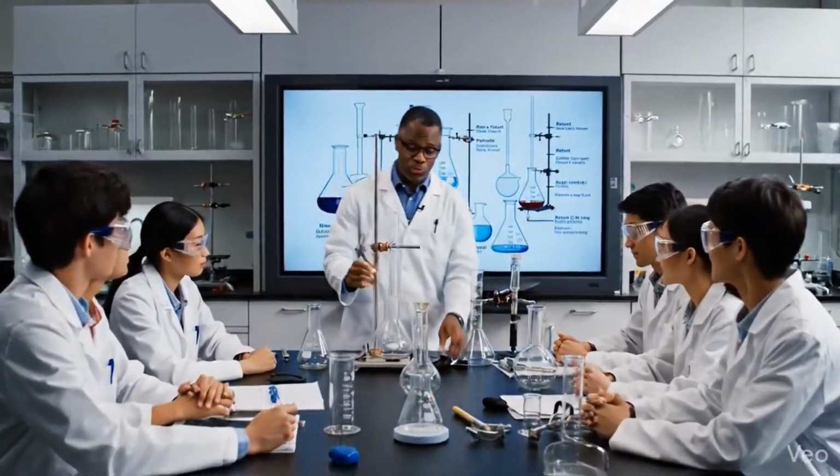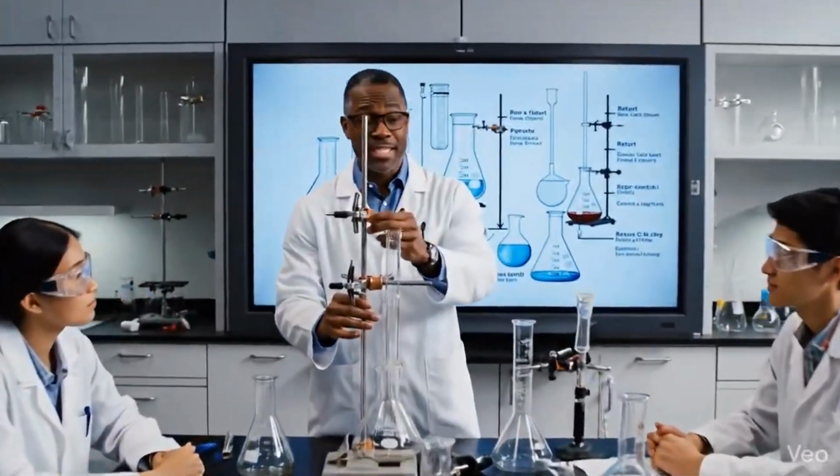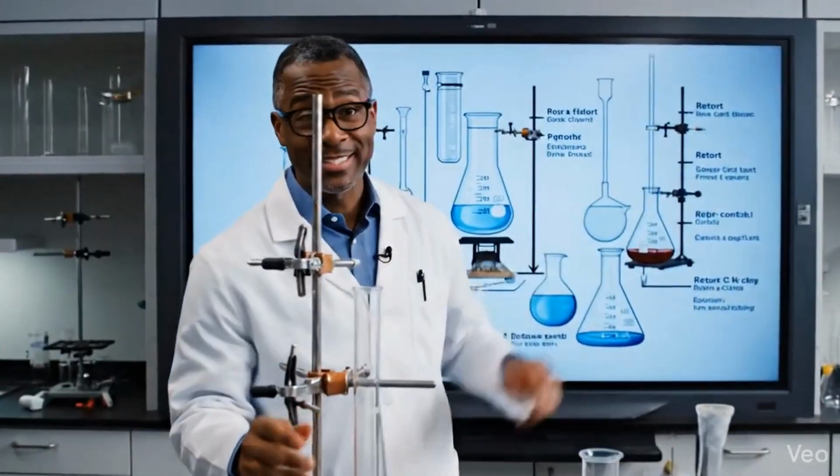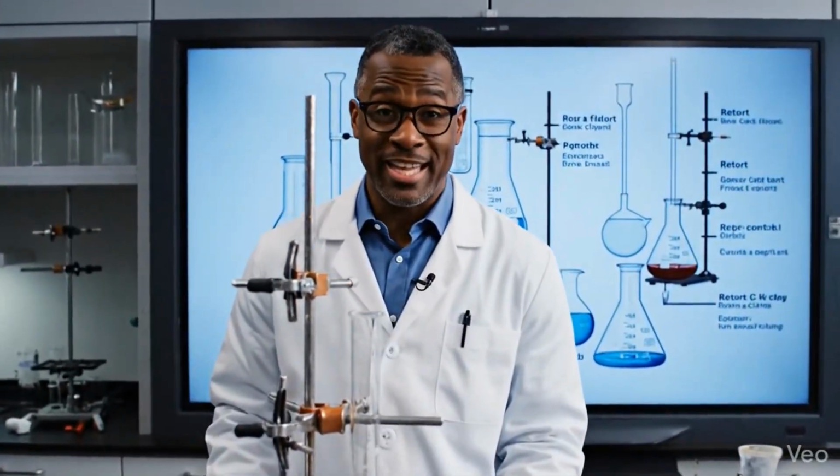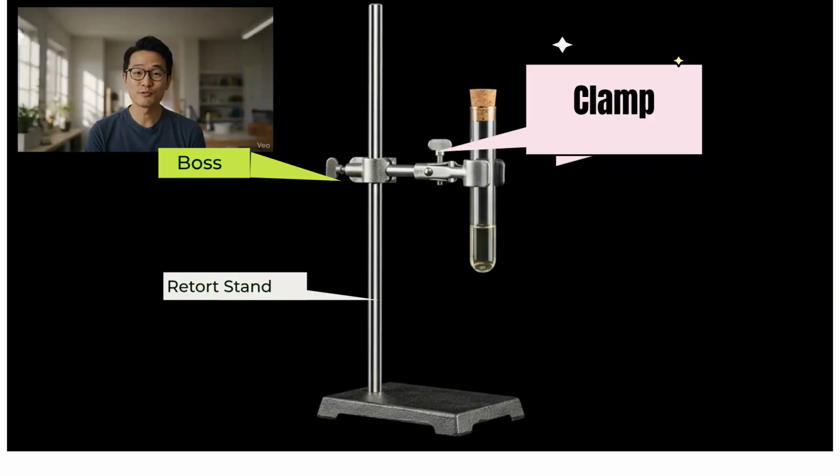The retort stand is used to hold different pieces of apparatus in place, such as boiling tubes or springs. It is often used with a boss and clamp. Boss and clamp are used to hold different pieces of apparatus.